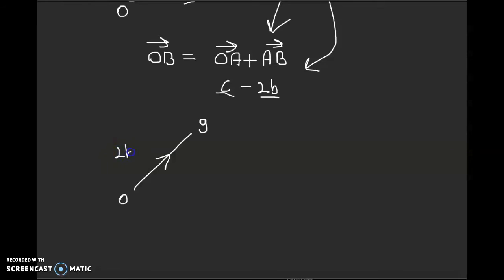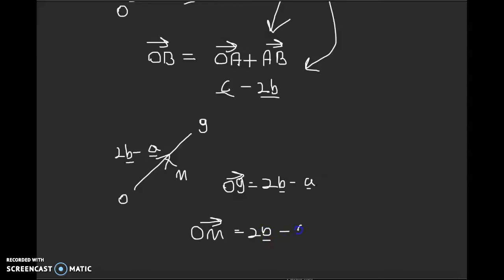So if I had the vector OG, and let's say OG is 2B minus A, and let's put the midpoint M between O and G, so M being the midpoint. What that will mean is that OM will be equal to 2B minus A divided by 2, seeing as OM is halfway along OG.